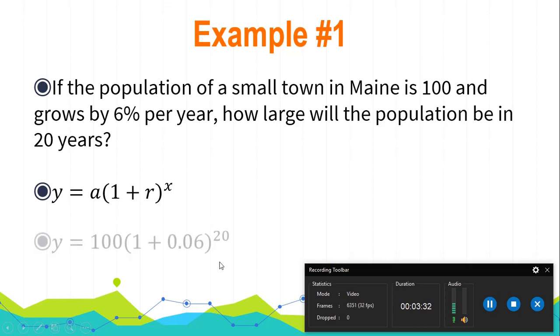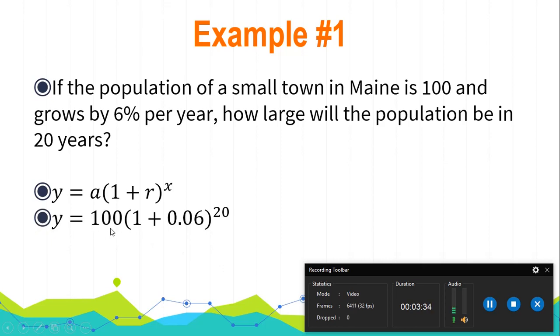A, our initial amount, is the population of 100. And the rate of growth is 6%, but we're going to convert it to a decimal. So we're moving the decimal 2 to the left for 0.06. And we're looking at the population after 20 years. So that's what our time interval represents. We're going to combine 1.06. And at this point, you can type this right into your iPad and let it generate an answer.